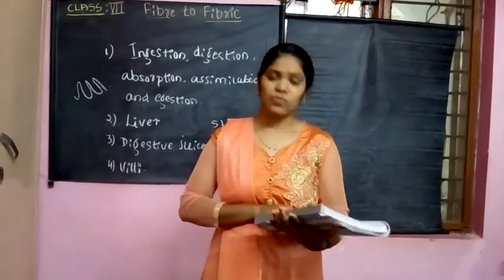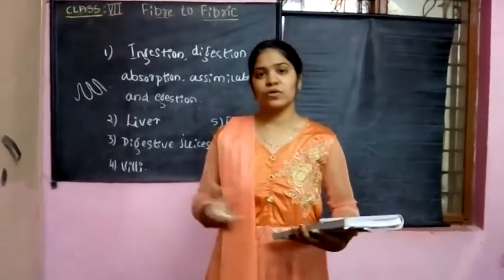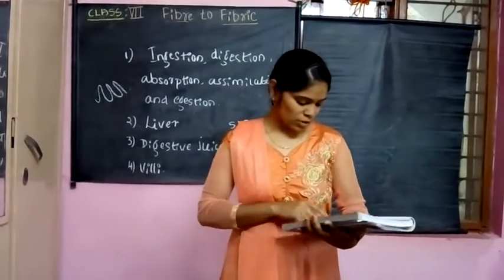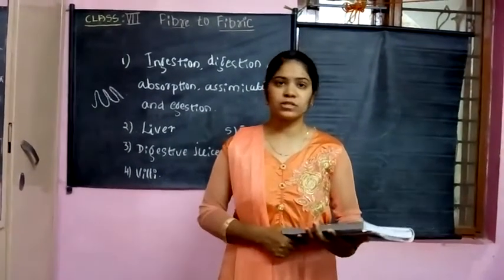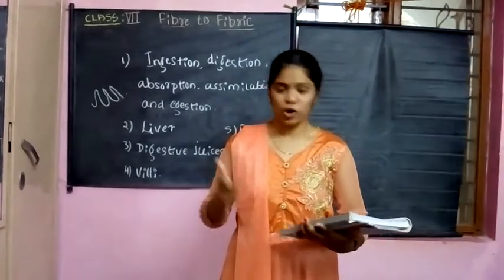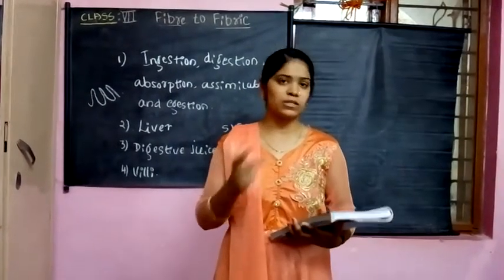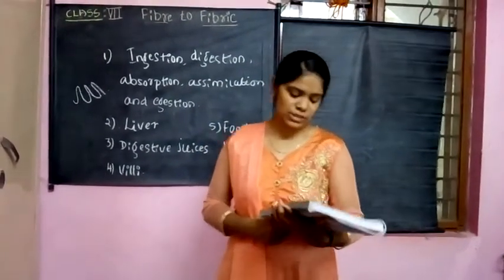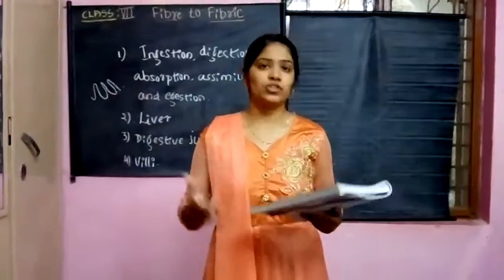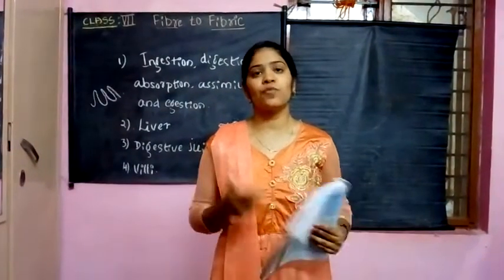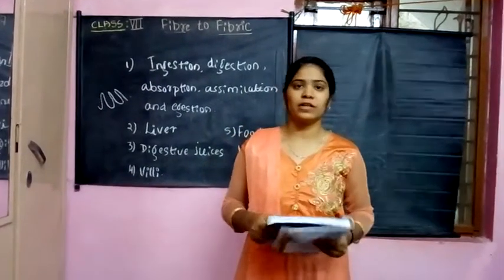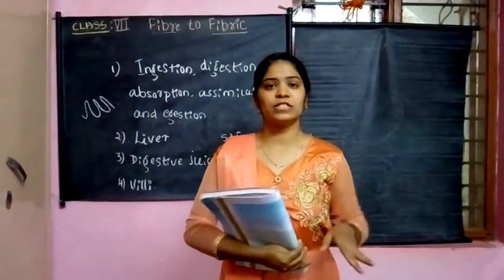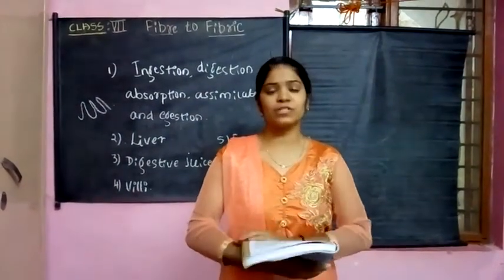What is the function of the rectum? The function of the rectum is storage of undigested food from the large intestine. What is the function of the small intestine? It will absorb the food material, and the complete digestion takes place in the small intestine. The next is the large intestine. The main function of the large intestine is to absorb water and the undigested food material. These are the match the following questions.